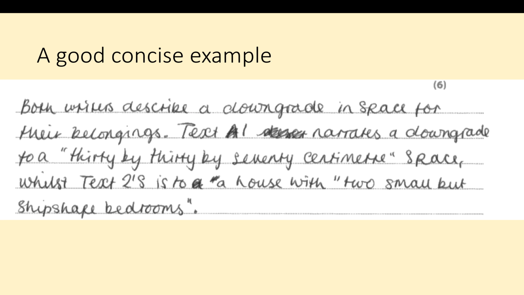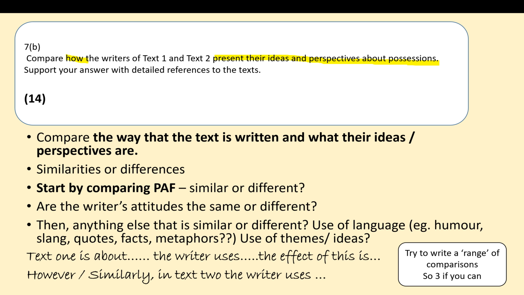Okay, and here is a good concise example of what we mean. Both writers describe a downgrade in space for their belongings. Text 1 narrates a downgrade to a 30 by 30 by 70 centimetres space, whereas text 2's is a house with 2 small but ship-shaped bedrooms. So really you've just got a point that shows you're comparing a similarity, and then 2 bits of evidence. If you just do that 3 times, then you should be able to get 6 marks.